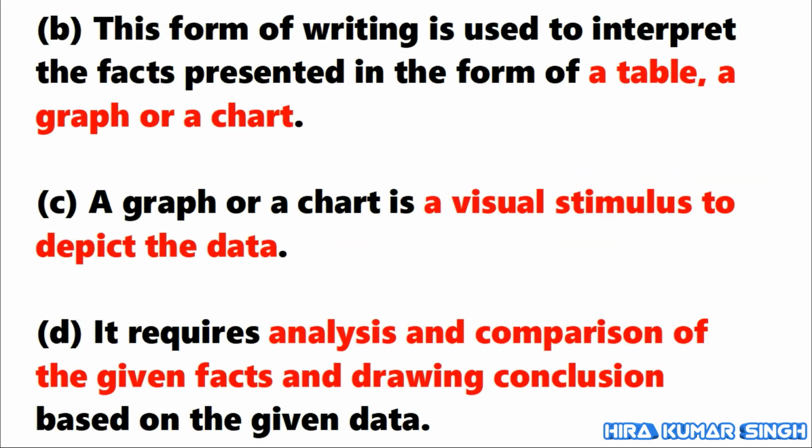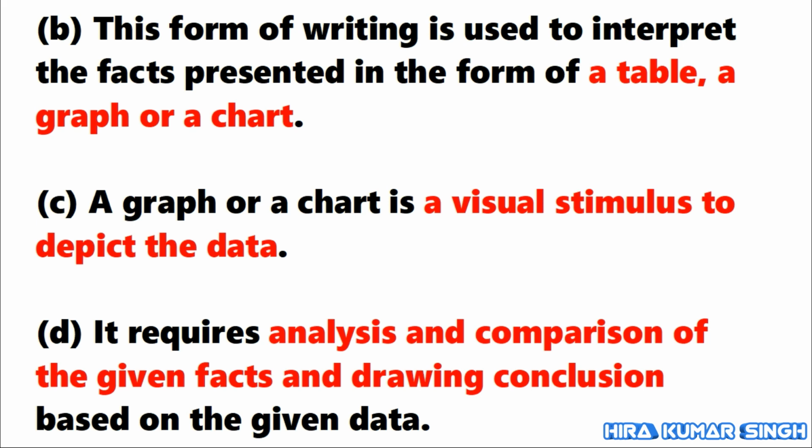Number B, this form of writing is used to interpret the facts presented in the form of a table, graph or a chart. You will have a graph or a table or a chart in analytical paragraph and your job is to explain it or interpret it. Okay, students, you will have to tell what the chart indicates or what the table indicates. Number C, a graph or a chart is a visual stimulus to depict the data.